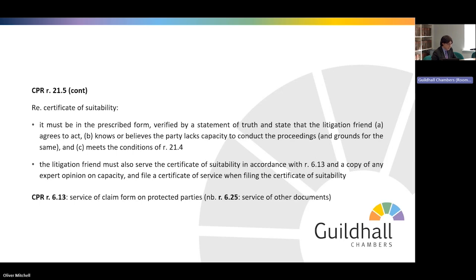The litigation friend, as well as filing that certificate, must also serve the certificate of suitability in accordance with CPR Rule 6.13, which I'll come on to, along with a copy of any expert opinion on capacity, and must file a certificate of service when filing the certificate of suitability.